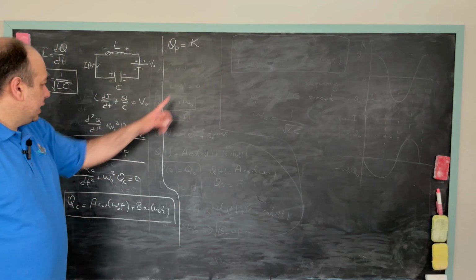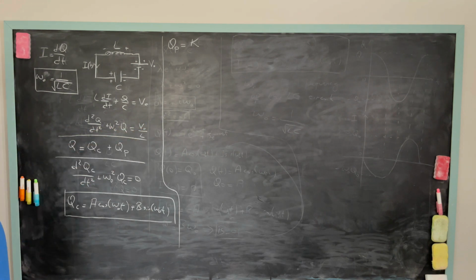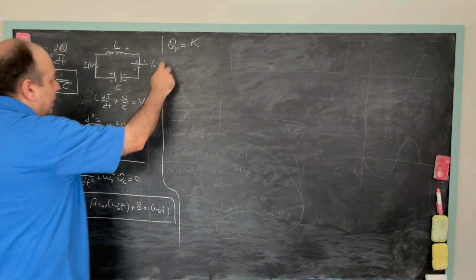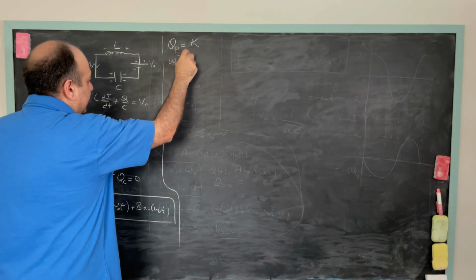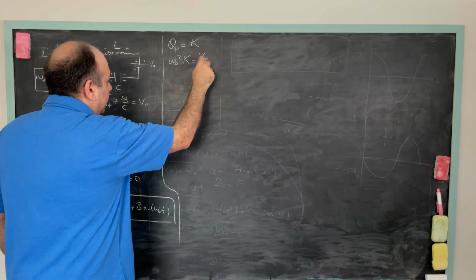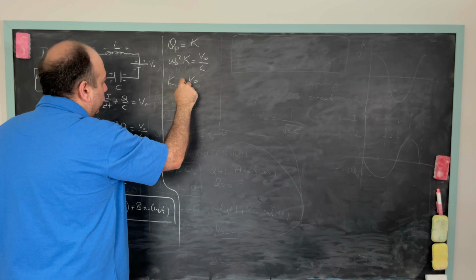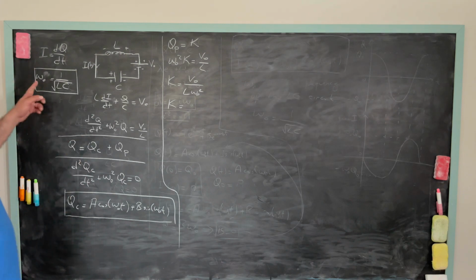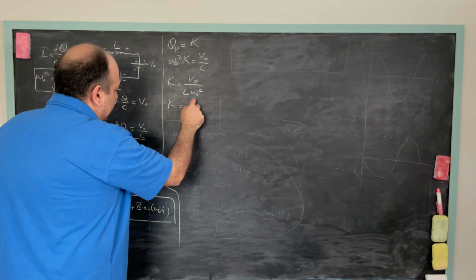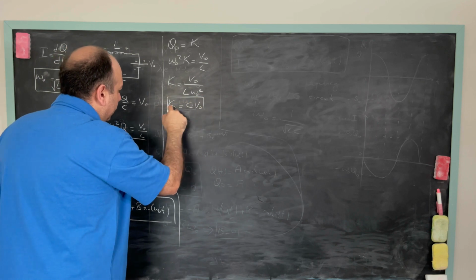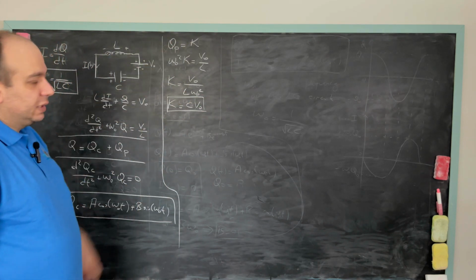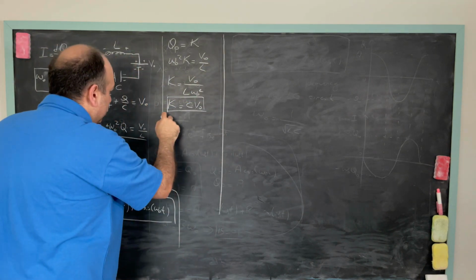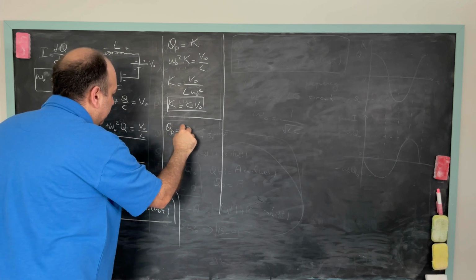So when you insert this constant in the original differential equation, the second derivative or the first derivative is simply 0, right? It's a constant. So this equation gives us omega naught squared times k is equal to V naught over L. In other words, k is equal to V naught over L times omega naught squared, but omega naught squared is 1 over LC, so this is simply C times V naught. So we solved for this constant, and it's the particular solution for this differential equation. We can simply write that Q_P is equal to C times V naught.